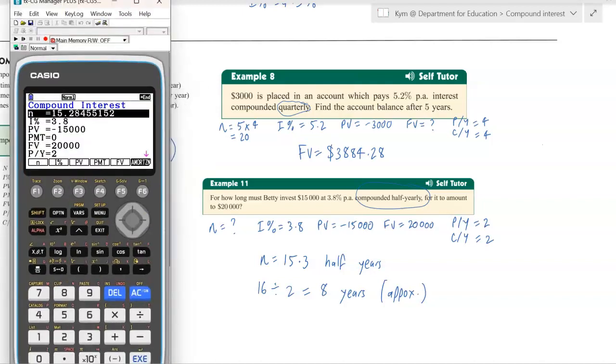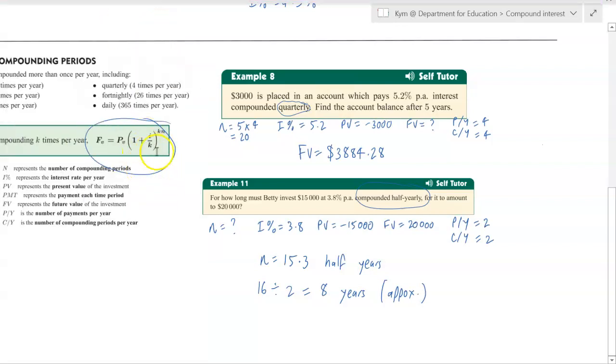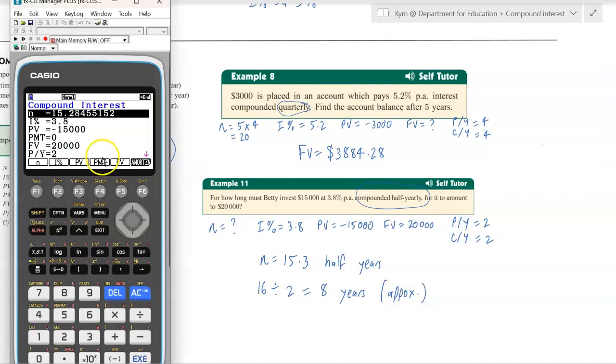So I think it's important to understand how to use that. Yes, understand where it comes from and the formula you can use, but again, let's embrace the fact that we've got these graphics calculators and understand how to use them.